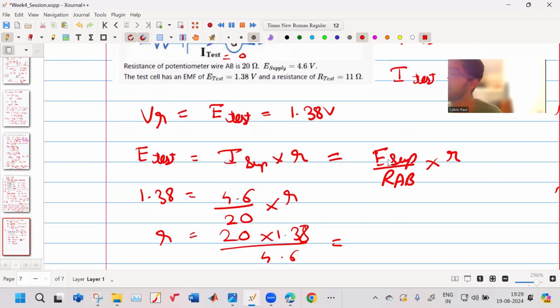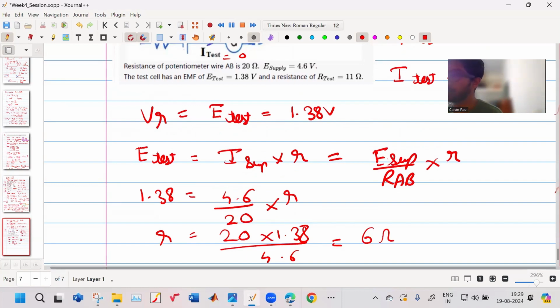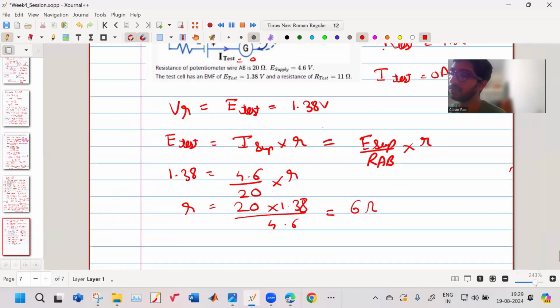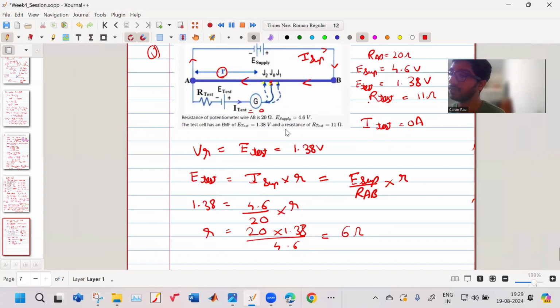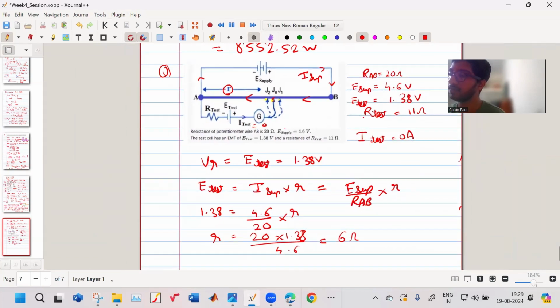So the R comes out to be equal to 6 ohm. So your R is 6 ohm. Any doubts in this? Six ohm. Yeah, 6 ohm, correct.